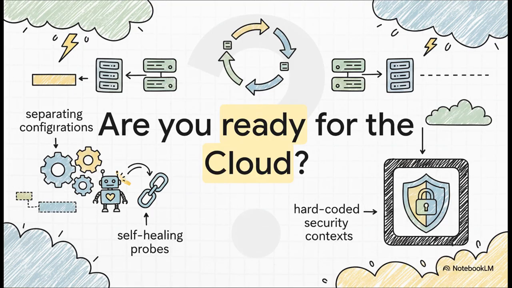So there you have it. From cleanly separating configurations, to self-healing probes, to zero-downtime routing, to hard-coded security contexts, you have just seen exactly what it takes to make an application truly production-ready. You have conquered the local cluster architecture. But this leaves us with one final very exciting question. Now that you have this completely resilient, secure, automated workload, are you ready for the cloud?